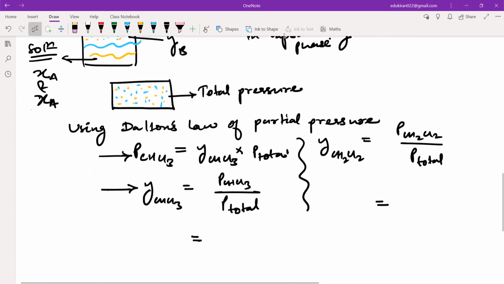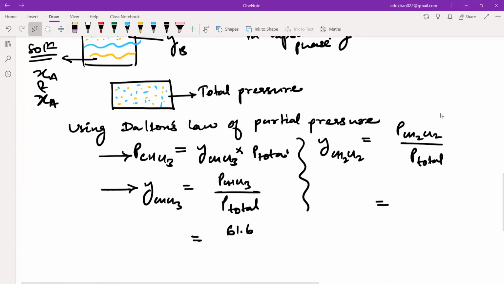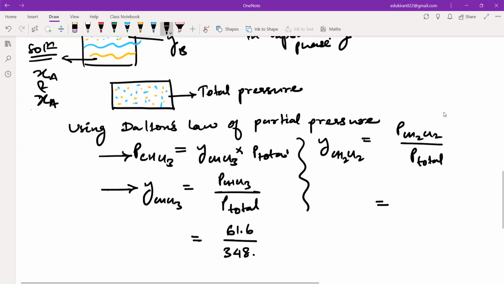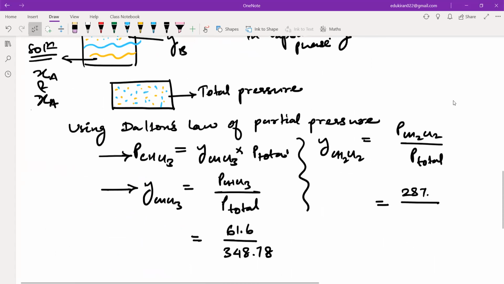चलिए, please calculate. अभी आ रहे हैं कुछ लोग तो. Very nice. Calculated. CHCl3 is 61.6 upon total pressure, which was 348.78. Pressure of CH2Cl2 is equal to 287.18 divided by P total. P total is equal to 348.78. Please calculate these two values.